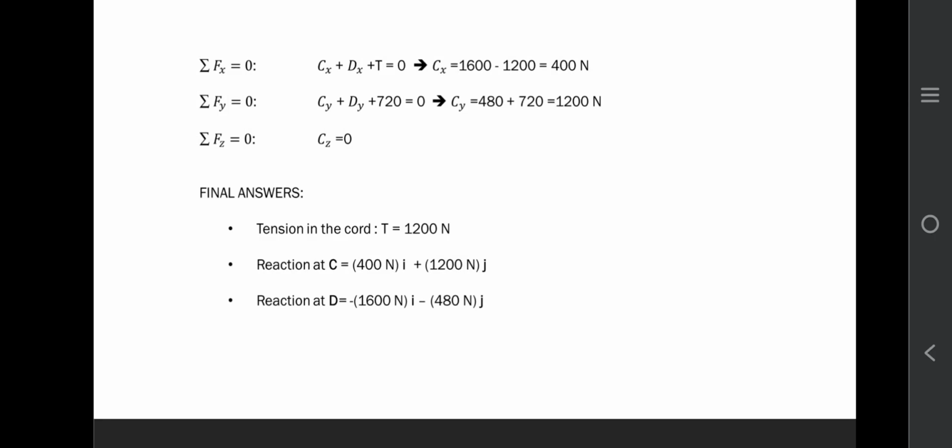The final answer we will get is: tension in the cord T is equal to 1200, reaction at C equal to 400 Newton i cap plus 1200 Newton j cap, and reaction at D equal to minus 1600 i cap minus 480 Newton j cap. Thank you.